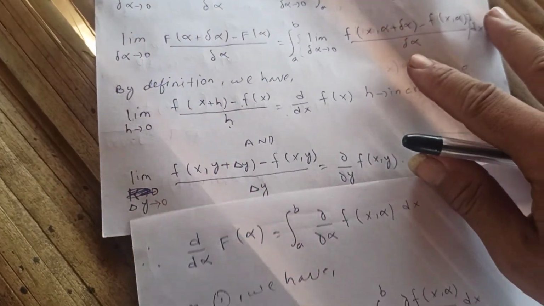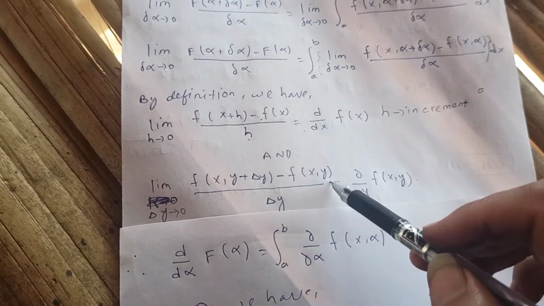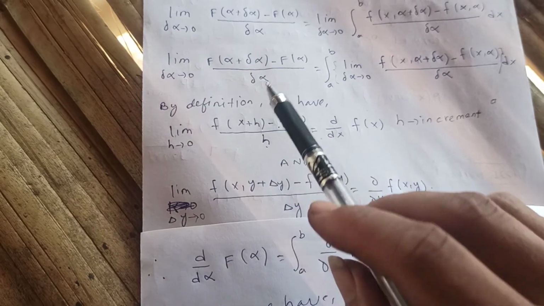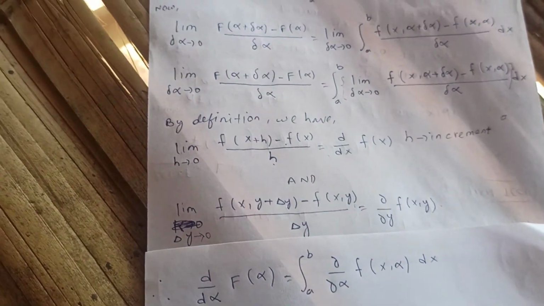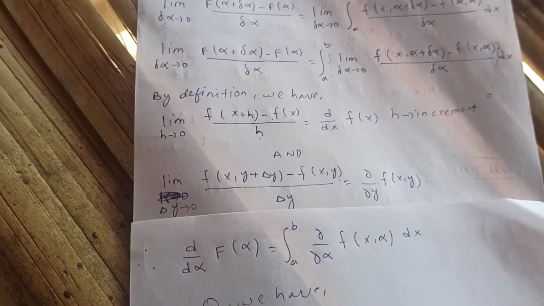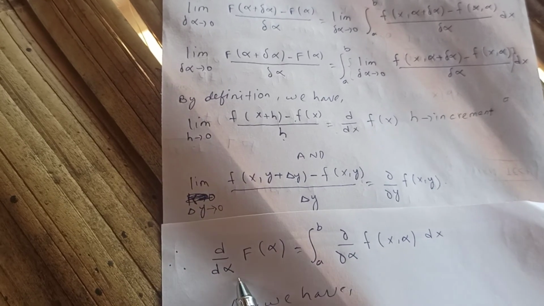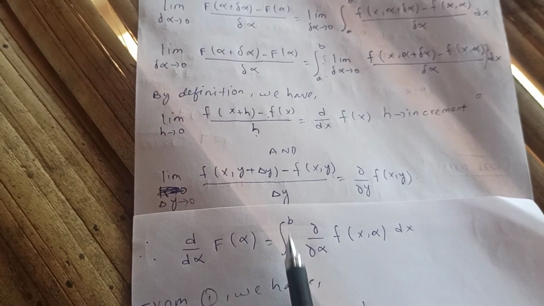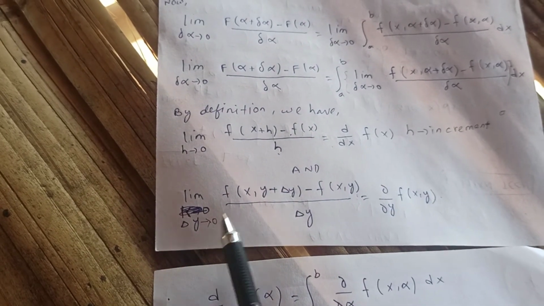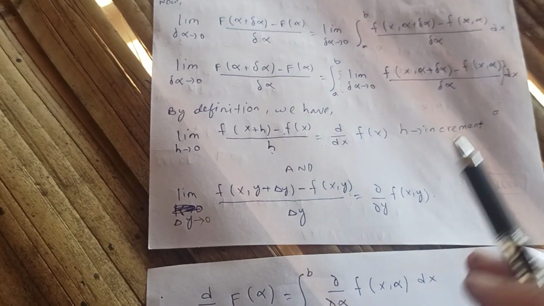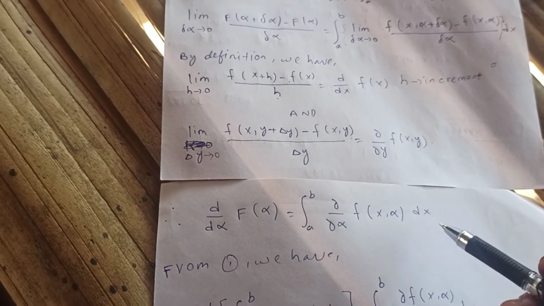Therefore, coming back from here and applying this, this limit is the same: here h is nothing but del alpha. So you get d by d alpha of F of alpha, which is the integral from a to b, and here delta y is nothing but del alpha, so you get del by del alpha of f of x comma alpha dx.